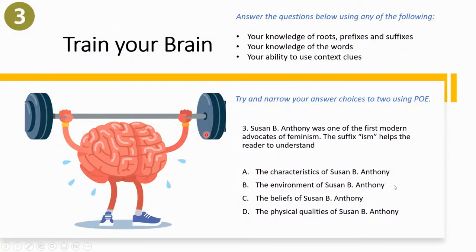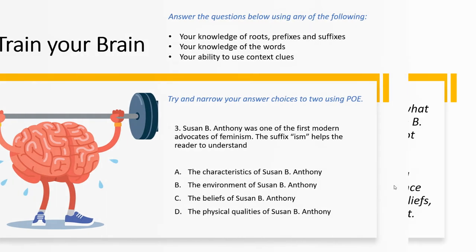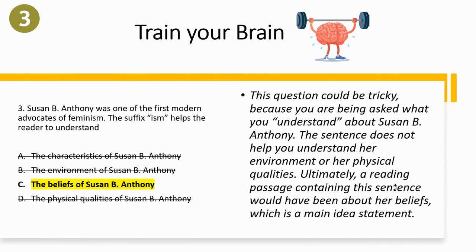Susan B. Anthony was one of the first modern advocates of feminism. The suffix -ism helps the reader understand: A, the characteristics of Susan B. Anthony; B, the environment of Susan B. Anthony; C, the beliefs of Susan B. Anthony; or D, the physical qualities of Susan B. Anthony. This question could be tricky because you're being asked what you understand about Susan B. Anthony. The sentence does not help you understand her environment or her physical qualities. Ultimately, a reading passage containing this sentence would have been about her beliefs, which is a main idea statement. So that would be C, the beliefs of Susan B. Anthony.